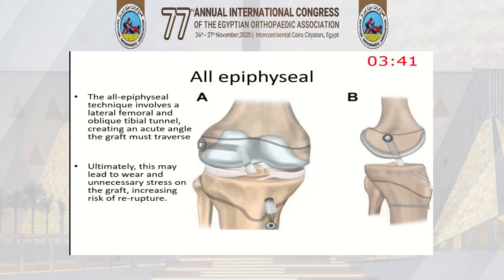The all-epiphyseal technique involves the lateral femoral and oblique tibial tunnels, creating an acute angle that the graft must traverse. As we see, in the femur, we make it more or less horizontal. In the tibia, we go above the physis and make an oblique tunnel. Ultimately, this may lead to wear and unnecessary stress on the graft, increasing the risk of re-rupture.